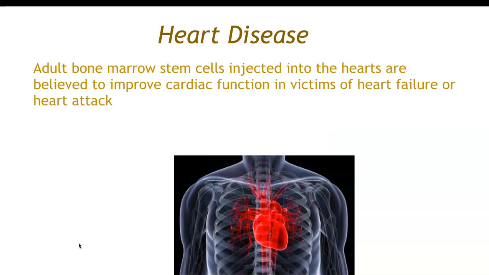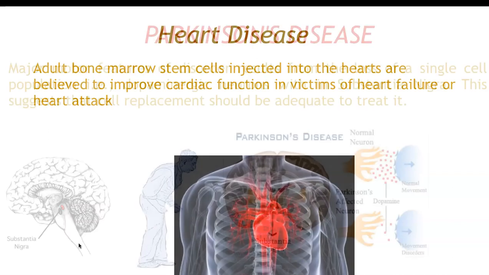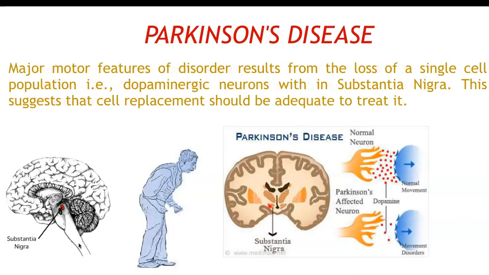Then we are saying that these adult bone marrow stem cells may be injected into the heart and they are believed to improve cardiac functions in victims of heart failure or heart attack. Then they can cure Parkinson's disease.